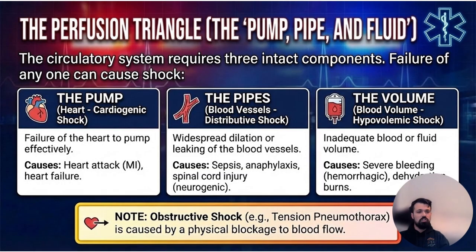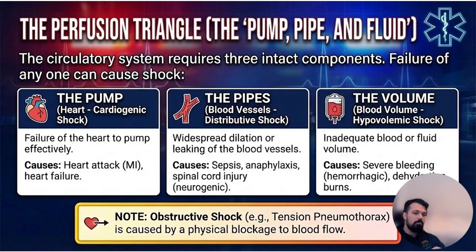Okay, so we have the perfusion triangle, the things that actually cause perfusion issues. You have the pump, the pipes, and the fluid, or the volume, okay? The circulatory system requires three things to be intact. Failure of any one can cause, you guessed it, shock.